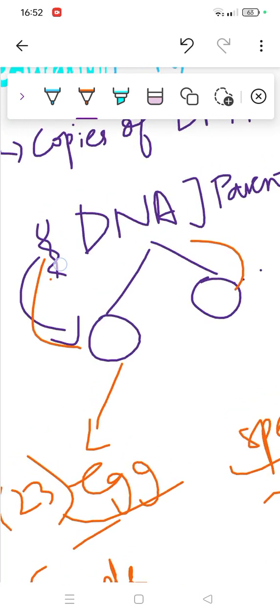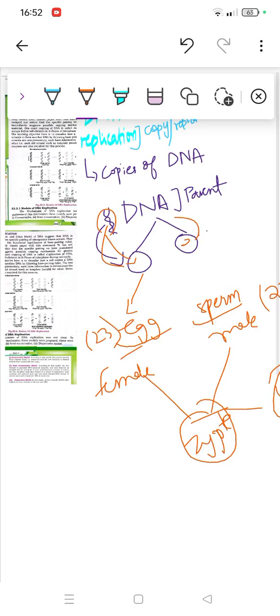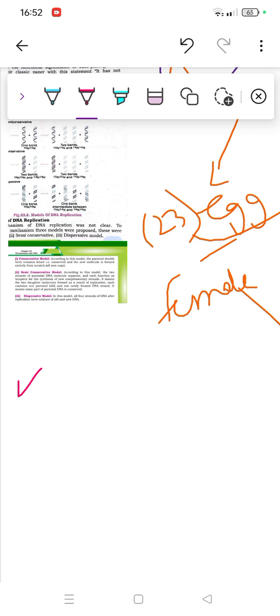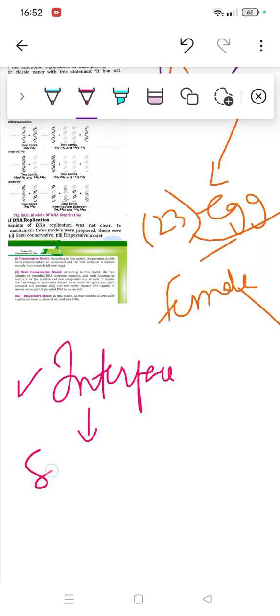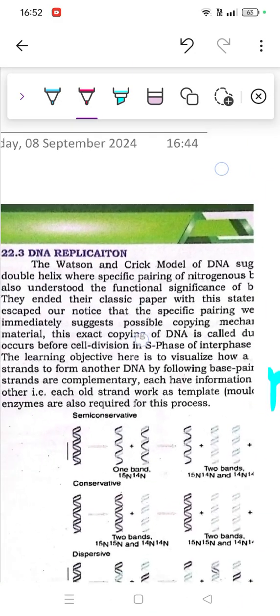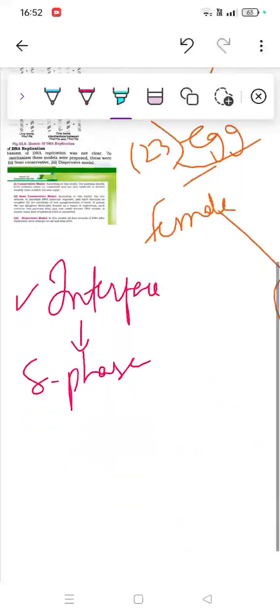So if this DNA would be given to this one, what will this DNA do? I mean, there would be no part. So this means a zygote can never be formed with 23 chromosomes, right? That's why we say DNA replication is quite important. And DNA replication occurs in interphase, during the S phase of interphase. The model of DNA was given by Watson and Crick. What exactly he told, we're going to discuss as well.